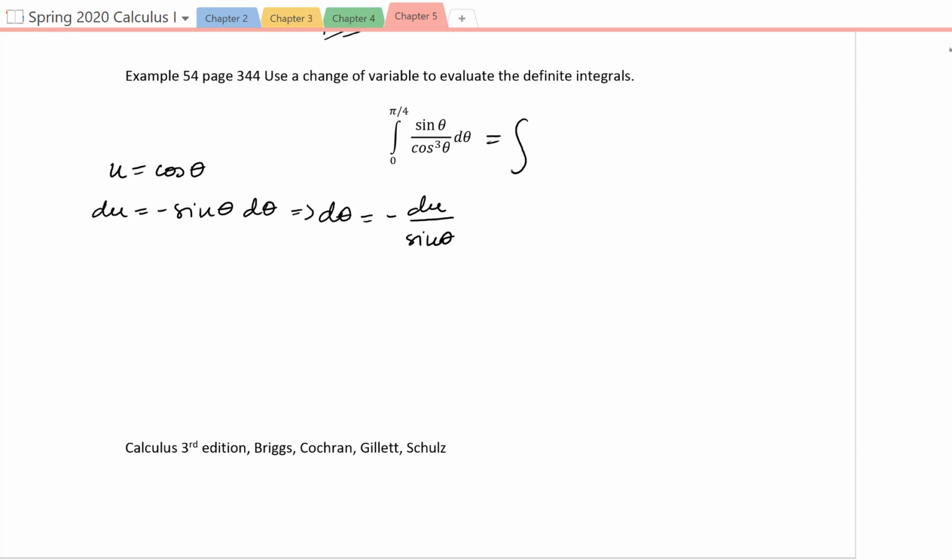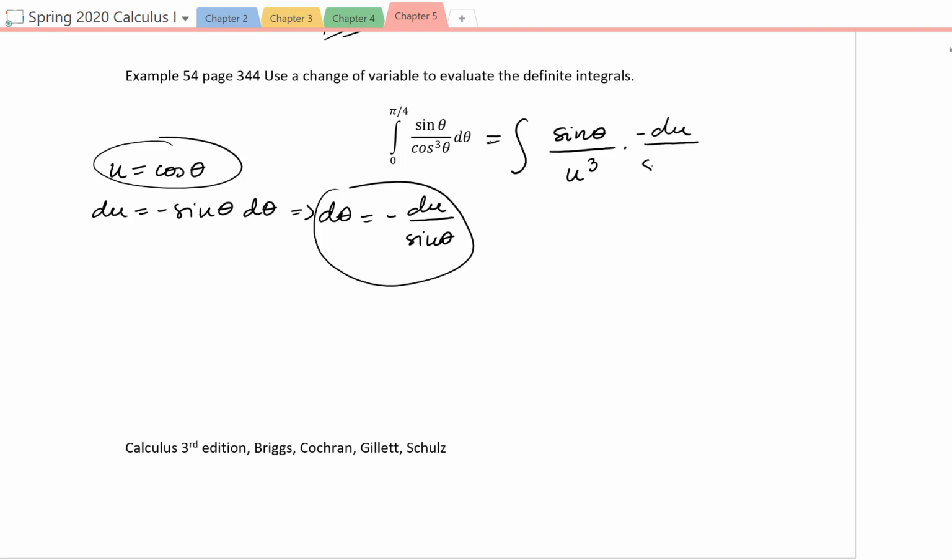Now again, the integration is in u now, right? So it's not from 0 to pi over 4 anymore. So you know what? I'm just not going to use the limits. I'm just going to calculate it as if it was an indefinite integral, right? So I just put no limits here. So we have sine of theta. I'm just going to copy it, because the substitution is for cosine. Over u to the third times d theta, which is here, times negative du over sine theta. And you see, if you are worried that you get the theta, you don't. So we just cancel it.